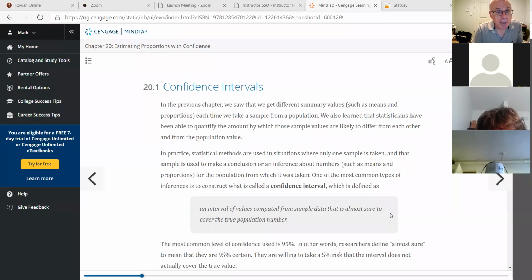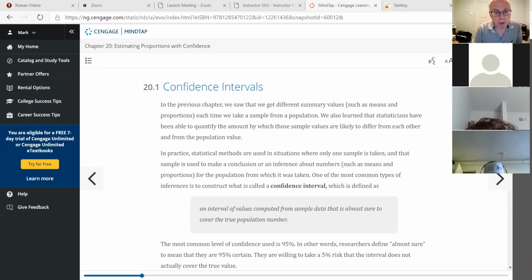What I'm going to do first is go to the textbook. Let's just review what a confidence interval is and the different parts of it. A confidence interval is a way of estimating a population mean or a population proportion, and it estimates it using sample data. The sample data will give us either a sample mean or a sample proportion.